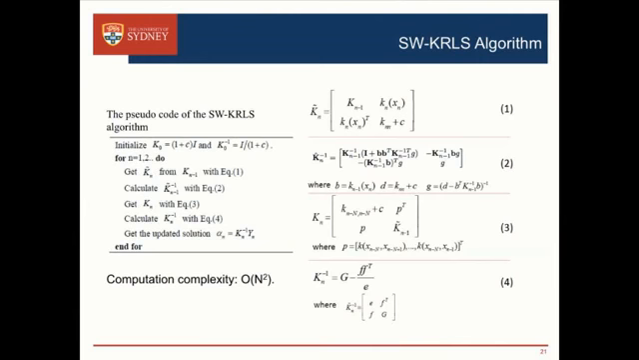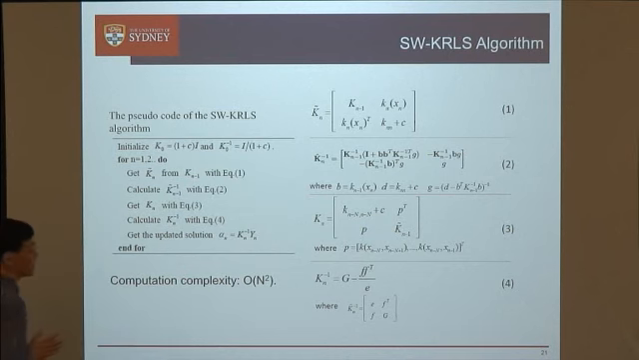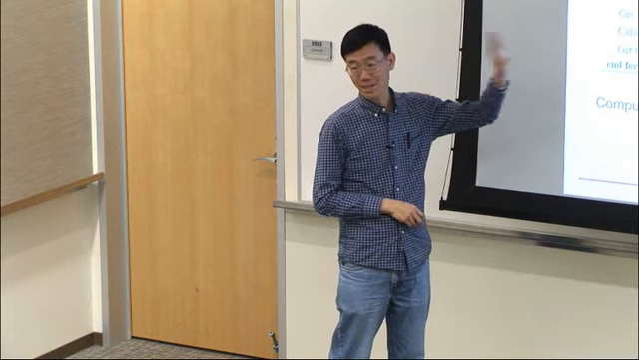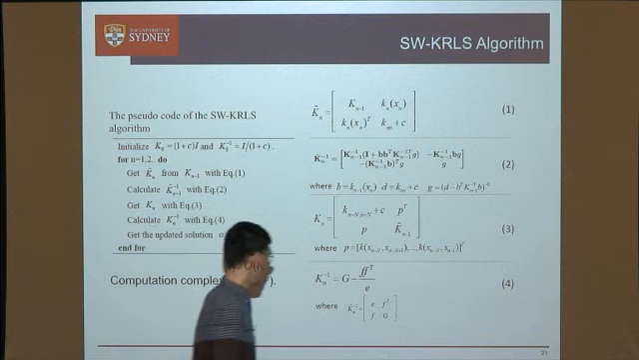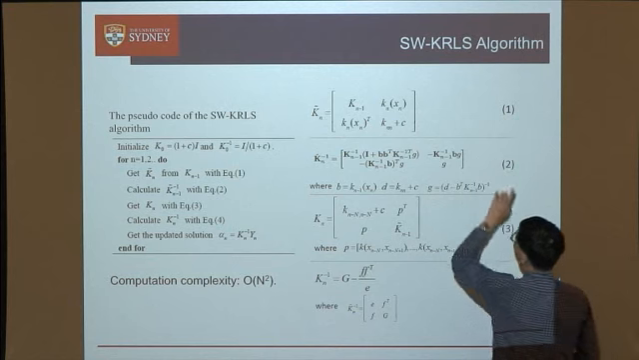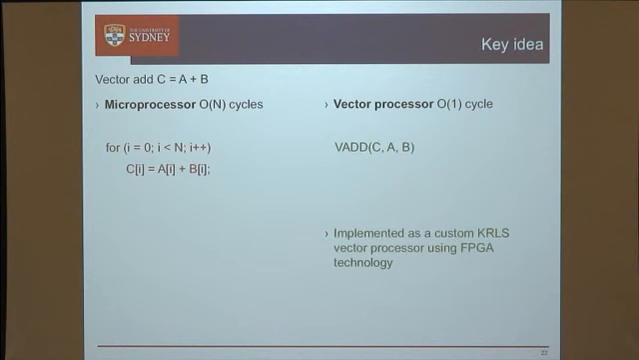So this is the sliding window kernel recursive least squares algorithm. We won't go into all the details, but suffice to say it's just a bunch of matrix vector multiplications. And for this particular algorithm, the computational complexity is about n squared.